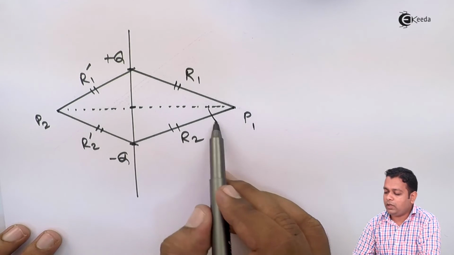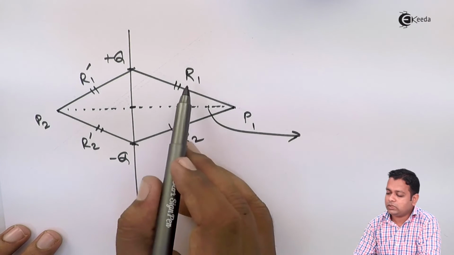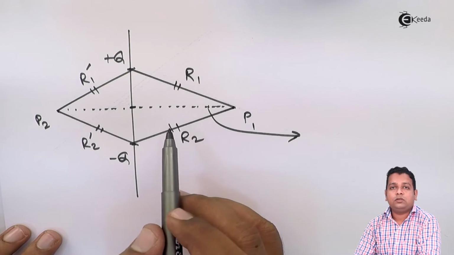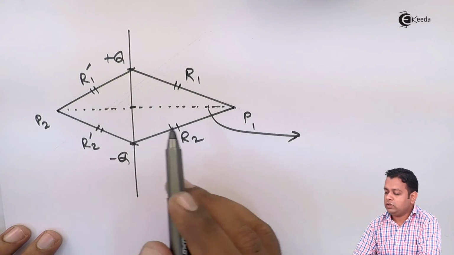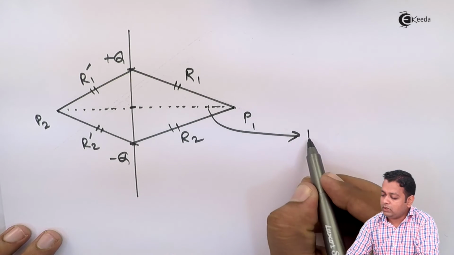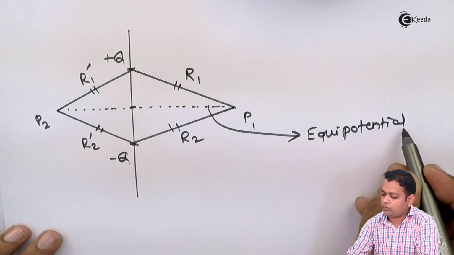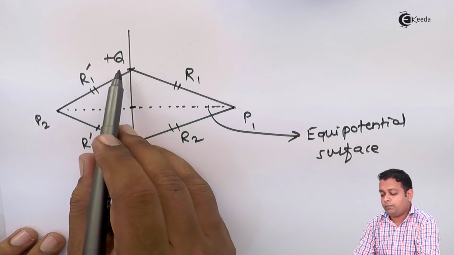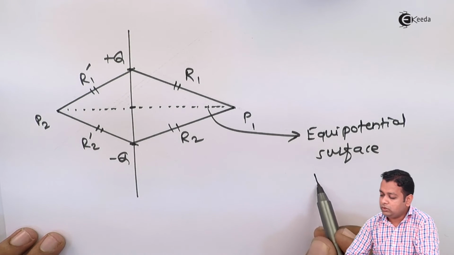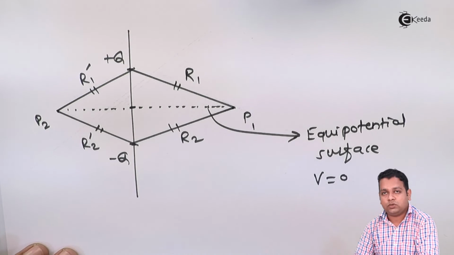So we get that plane to be having the same kind of potential, because the potential depends on the distance of separation from the source charge to the field point. So we can say this plane to be the equipotential surface. So here, because of plus q and minus q, the net potential V will be equal to 0.